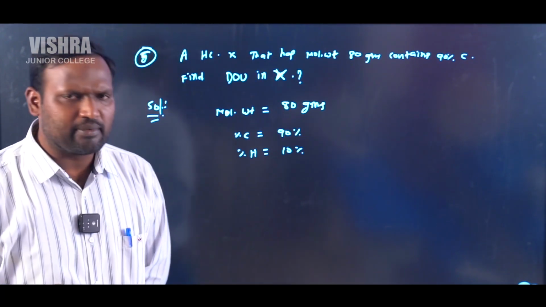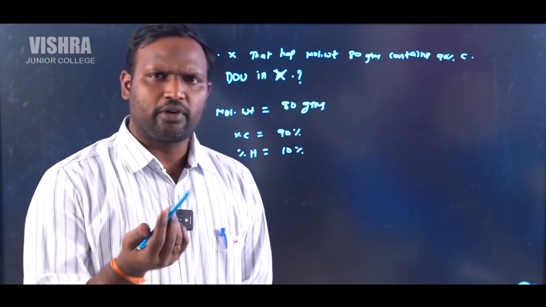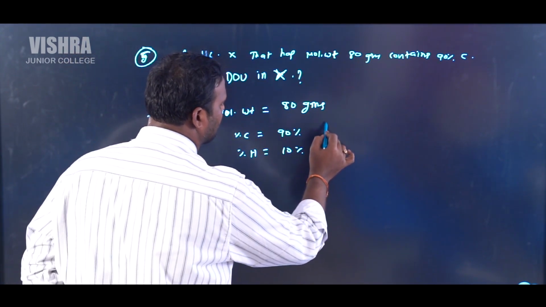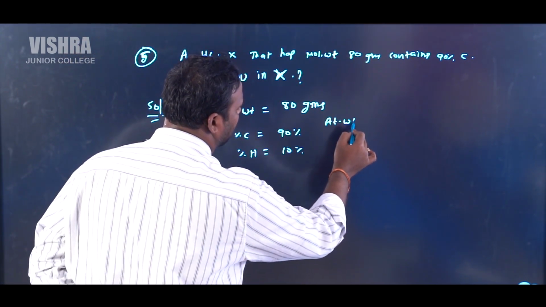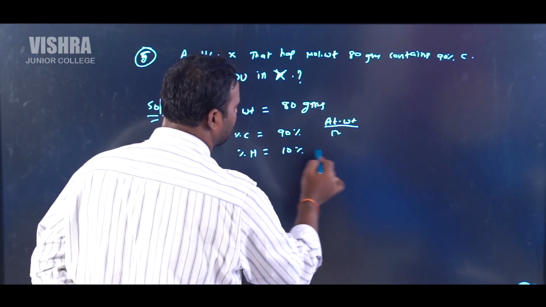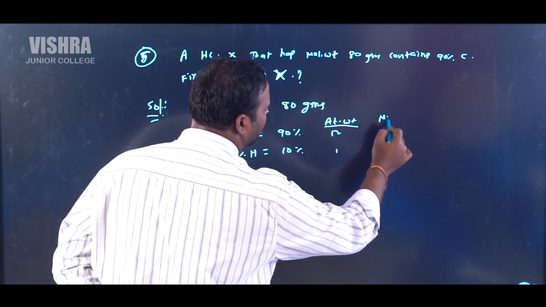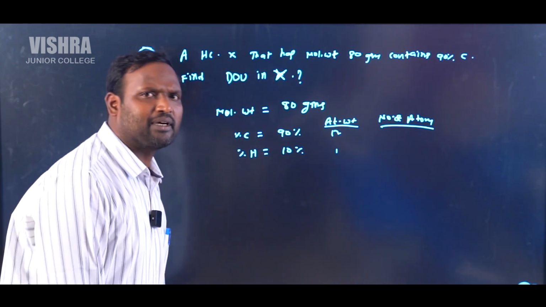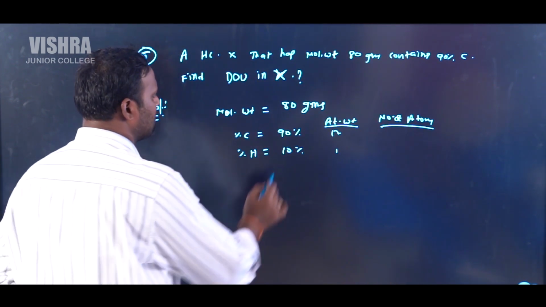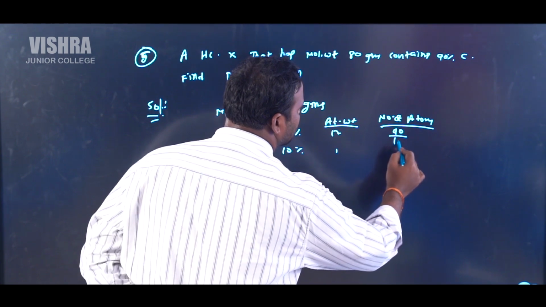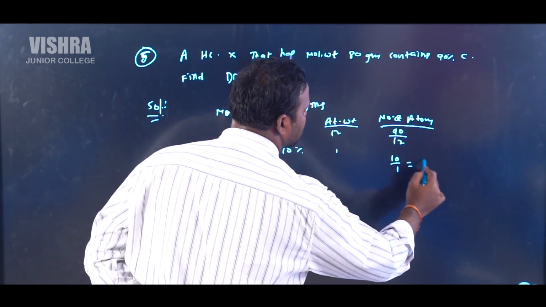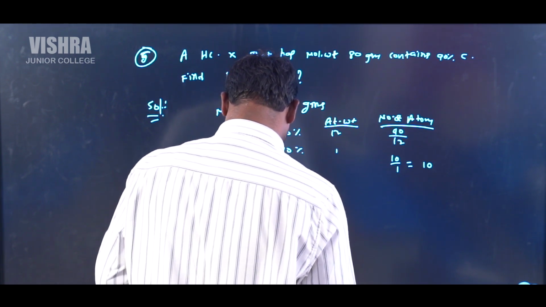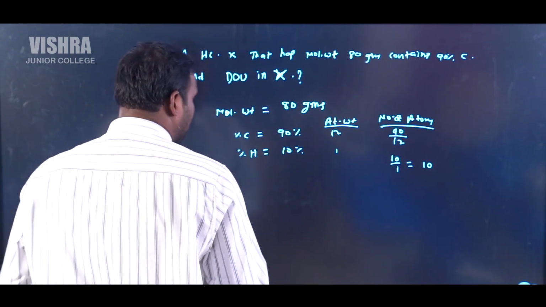If percentage of elements are given, then you can find number of atoms in that. So atomic weight of carbon is 12, atomic weight of hydrogen is 1. Then how do you find number of atoms in this? Number of atoms is equal to given percentage by atomic weight. So 90 by 12 in this case, 10 by 1 in this case. 10 by 1 means 10 and 90 by 12 is approximately 7.5.